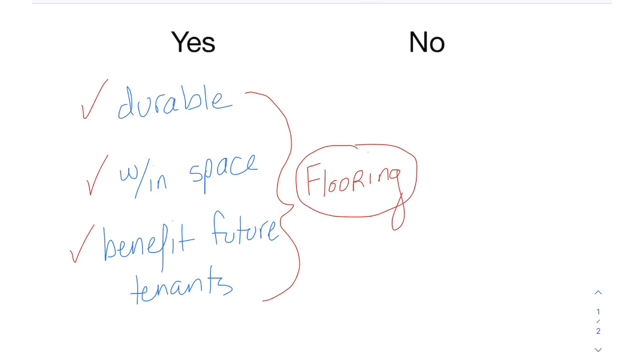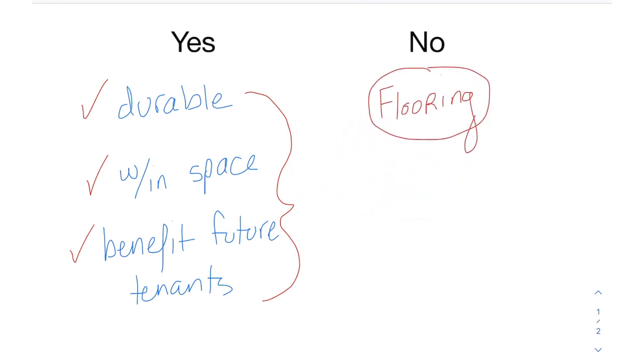Now let's talk about what could maybe move that flooring discussion. What would maybe make that a no? Because it could be a no. We're thinking it's a yes, and it seems reasonable in this conversation, but what kind of situation could arise where maybe the flooring is not something that is going to meet these standards of something durable, something within the space, and something that can benefit future tenants?